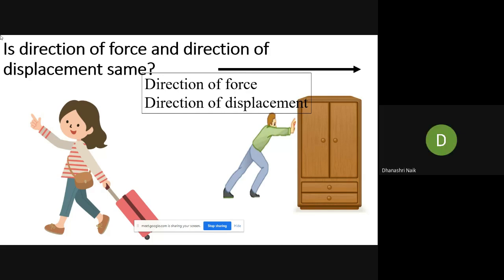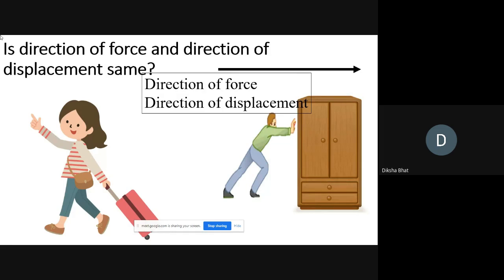Yes, you are audible. Okay, so in this image, a girl is carrying a trolley bag. While moving the trolley bag, she has to apply a force. So where is she applying a force in order to move that trolley bag? On the handle of the bag. Yes, correct. So she has to apply a force on the handle of the trolley bag.